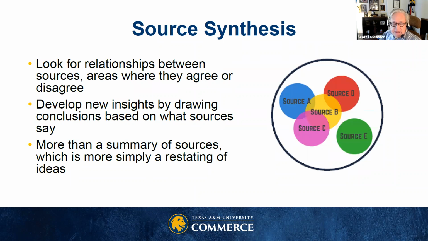You're looking for relationships between sources. For instance, there are 5 sources that someone has collected for their dissertation. And you can see that these 3 all overlap with each other. They have ideas that are in common. And source D only has ideas in common with source B. And then source E is completely unrelated to any of the others.